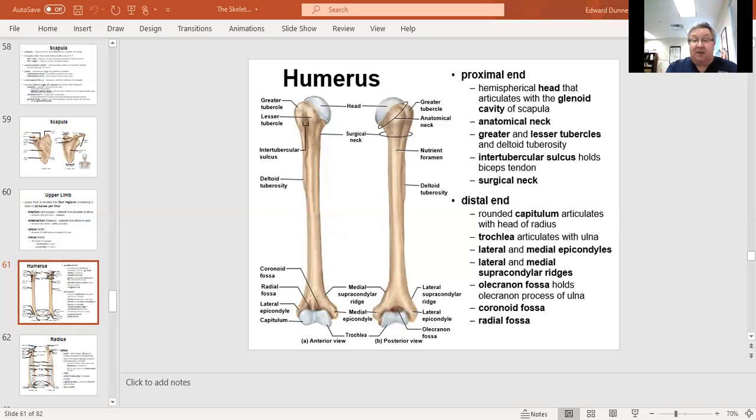Right above the epicondyles, we have the medial and lateral supracondylar ridges. Again, supracondyles, above the condyles. And in that area, we have these rough spots, these ridges, where we have muscle attachments. On the posterior portion of the bone, we have the olecranon fossa, where the olecranon process of the ulna articulates. And finally, going back onto the front, above the capitulum, we have the radial fossa. Again, that's where the radius will articulate. And above the trochlea on the anterior side, we have the coronoid fossa. So those are the landmarks that you're going to need to know.